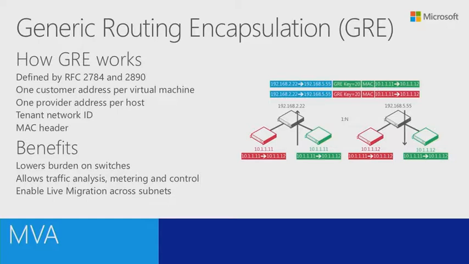But a couple things I want you to understand about NVGRE and why we've chosen this. Number one, it's defined by public standards, RFC 2784 and RFC 2890. So this isn't a Microsoft proprietary spec. In fact, the industry is very much involved in this. So you don't have to worry about something going down a path that others aren't going to take. They're already taking it. What's nice about GRE is one customer address per virtual machine. So there's an address per VM as well as a provider address per host.